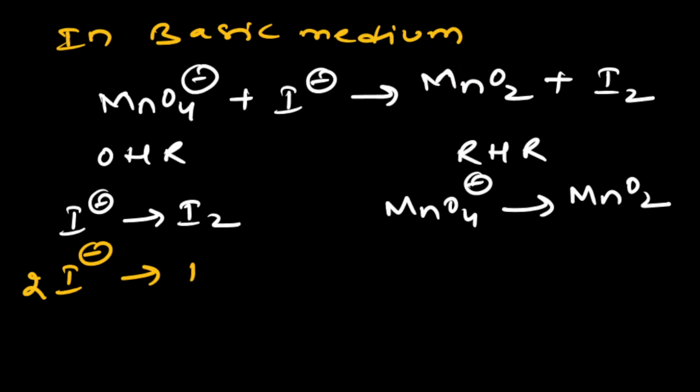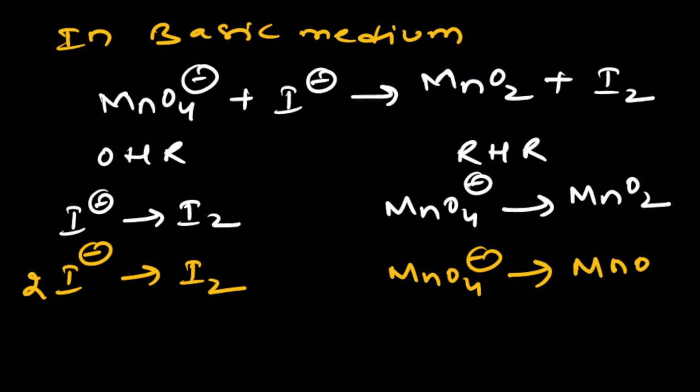2I minus, here it will become I2. Here how many Mn? 1 Mn we are having, MnO2. Right? The next thing we have to balance the oxygens. How to balance the oxygen? 2I minus gives rise to I2.